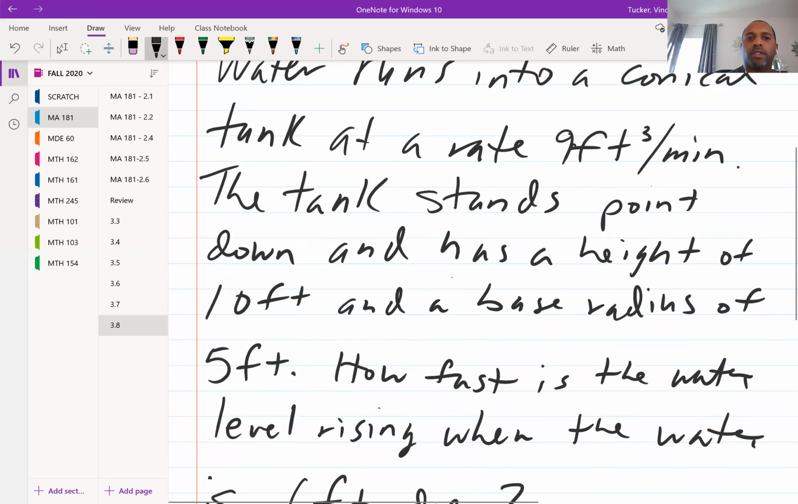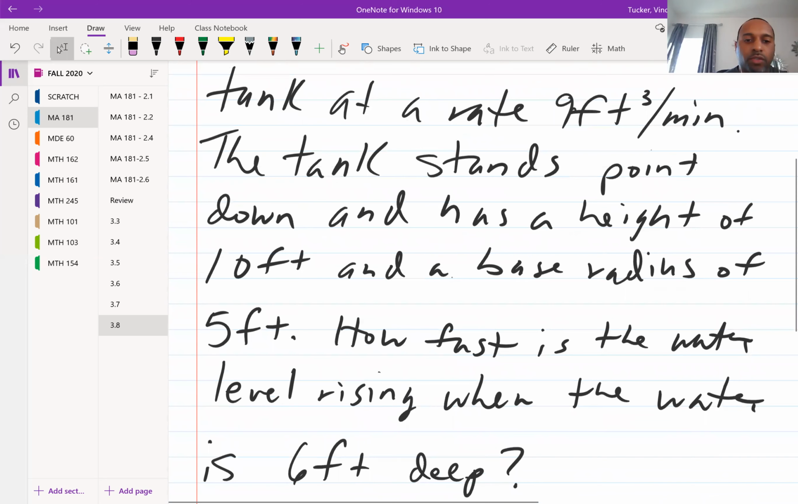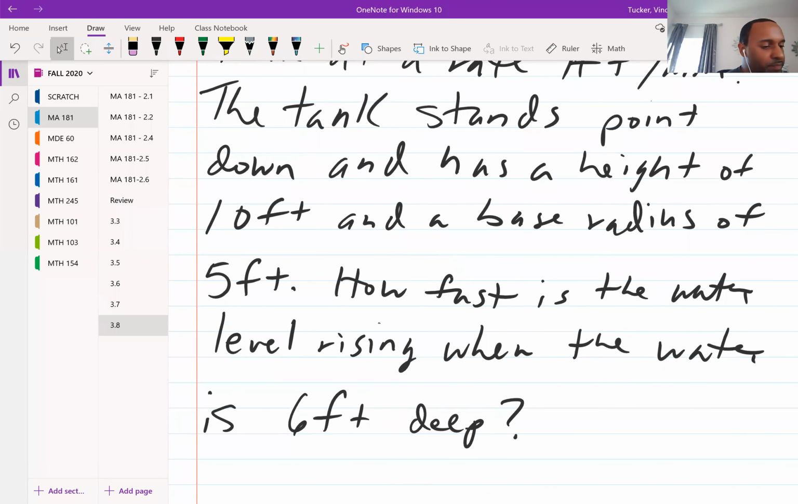All right. So we have water runs into a conical tank at a rate of 9 cubic feet per minute. The tank stands point down and has a height of 10 feet and a base radius of 5 feet. How fast is the water level rising when the water is 6 feet deep?